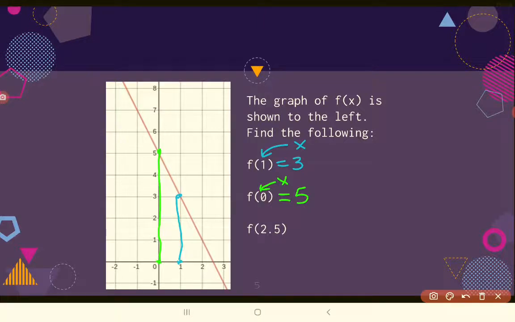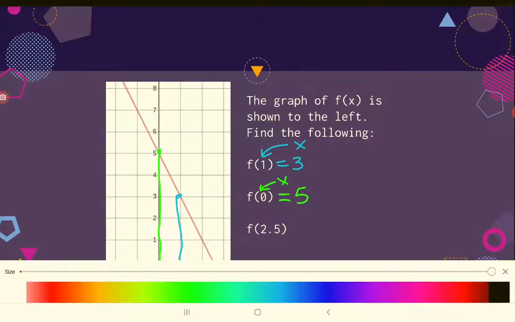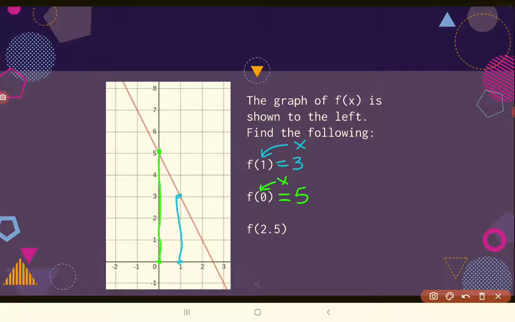And finally, what about when x is 2.5? So here's right here where x is 2.5. And I want you to notice something. The line is actually hitting where x is 2.5. Well, what does that tell me? That tells me I didn't have to go up or down at all. My output is just 0. Okay? So what you're doing, the number in parentheses is your x value. You're going to find where the line is actually located at that x value.